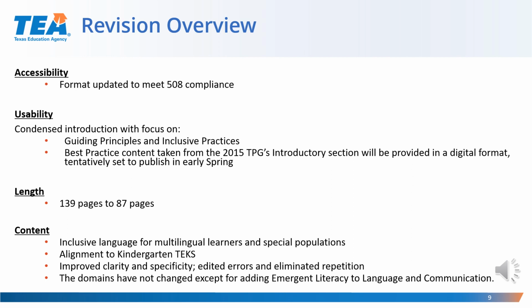Revisions to content include inclusive language for multilingual learners and special populations, alignment to kindergarten TEKS, improved clarity and specificity, which includes editing of grammatical errors and elimination of repetition, and the domain names have not changed except for adding emergent literacy to language and communication.